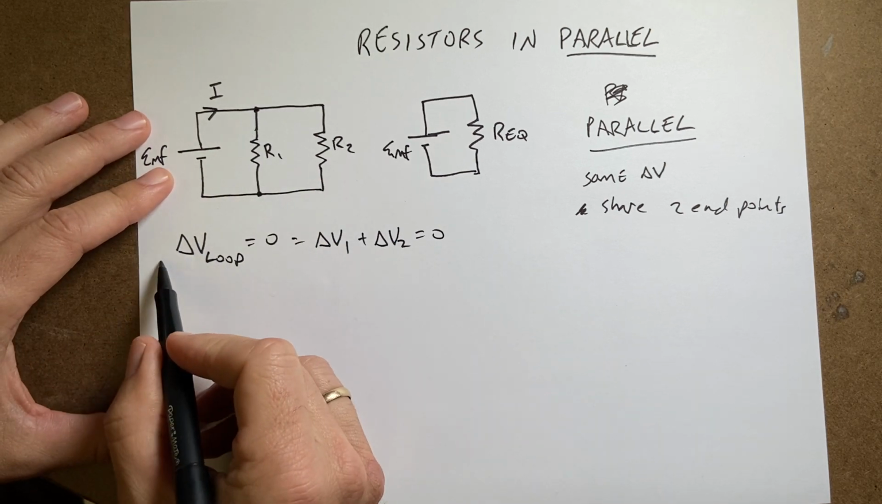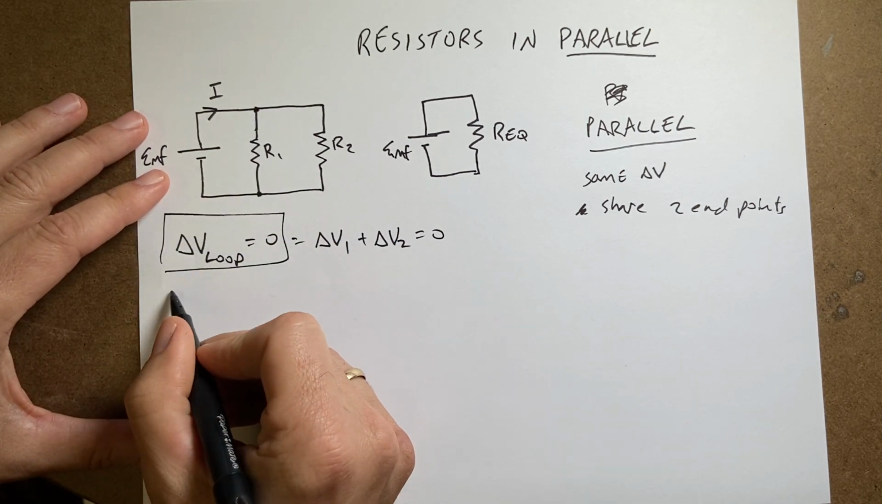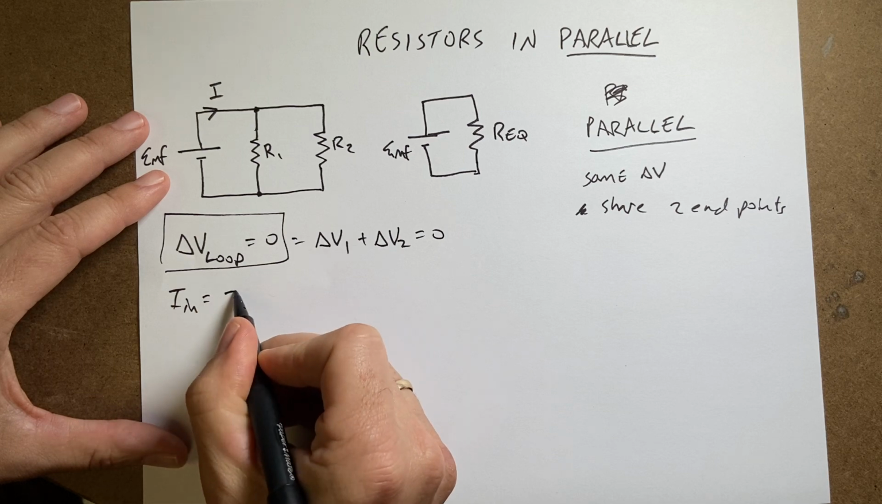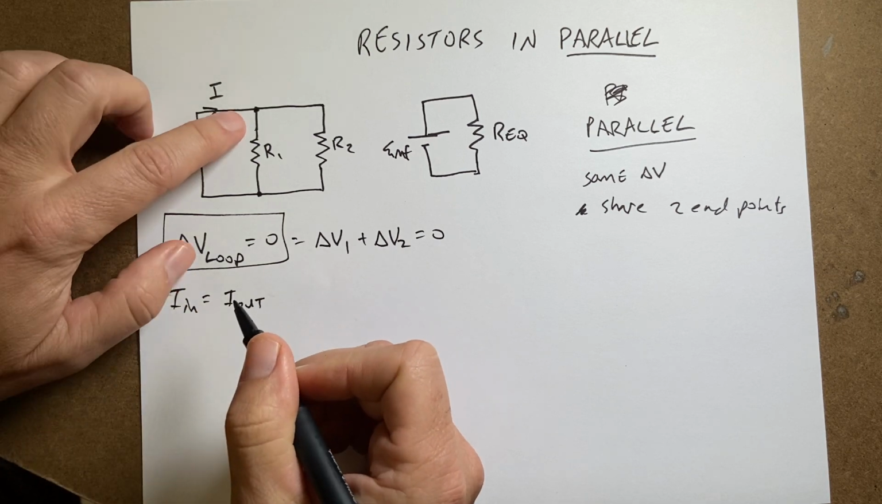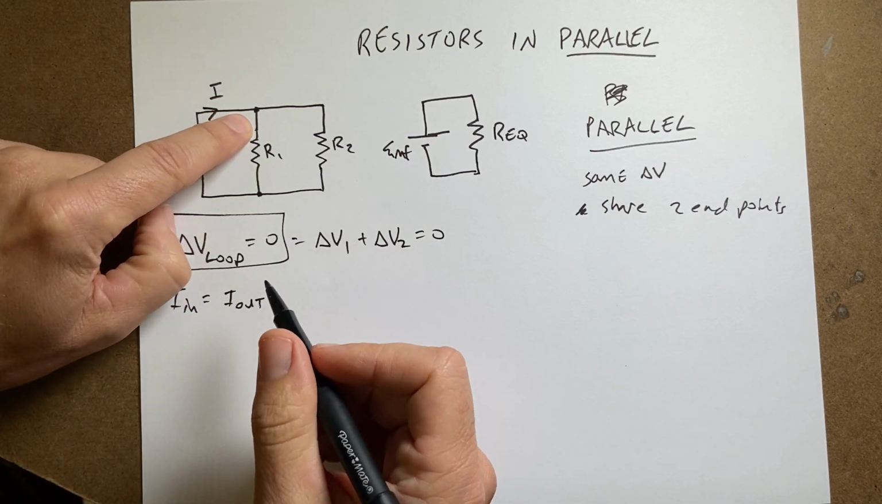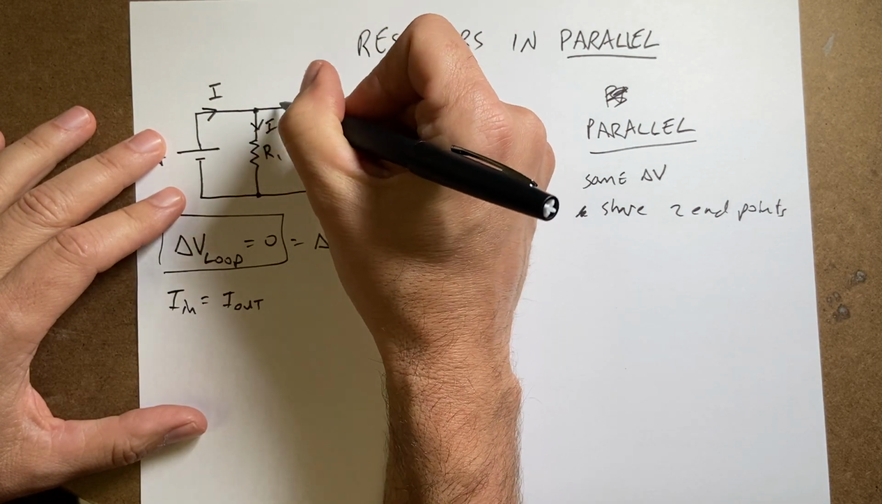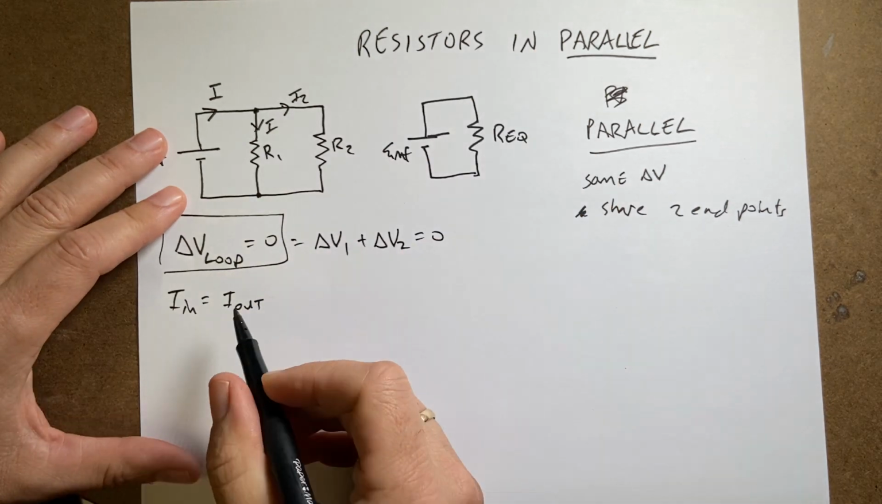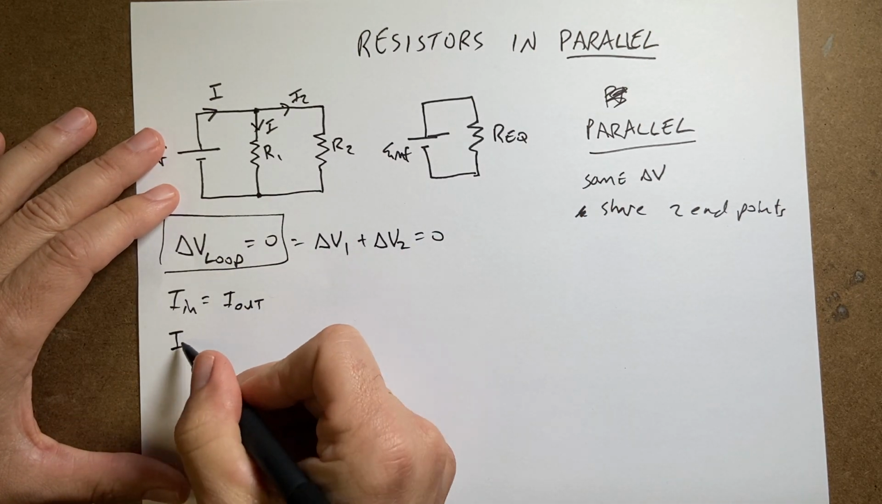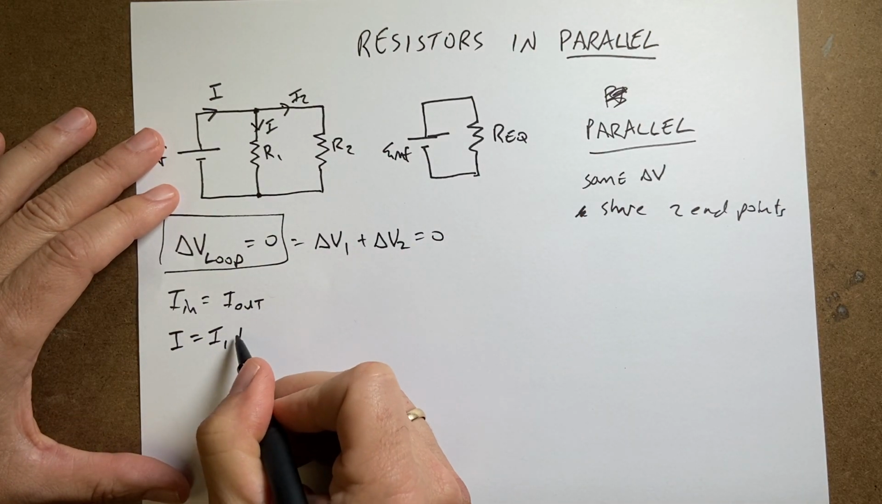My junction rule is I in equals I out. So here I have a current coming in, and I have to have the same amount of current coming out. So let's call this I1 and that I2. So that means I equals I1 plus I2.